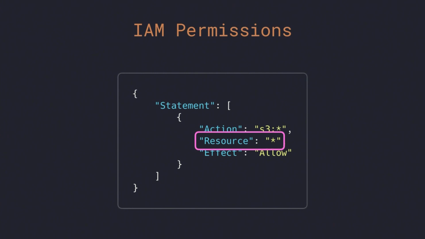This breaks the least permissive model. It's not a good idea. Our function, all we want to allow it to do is pull things out of the bucket. That's all we want it to do.